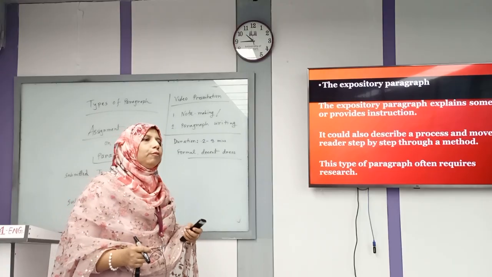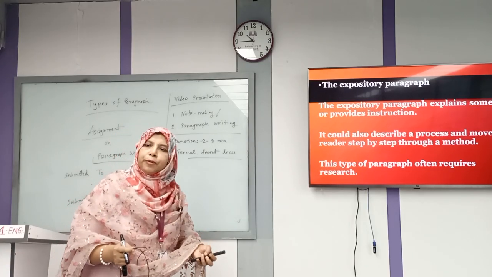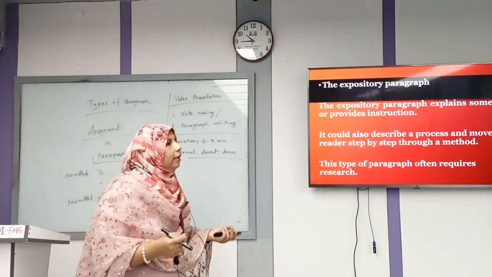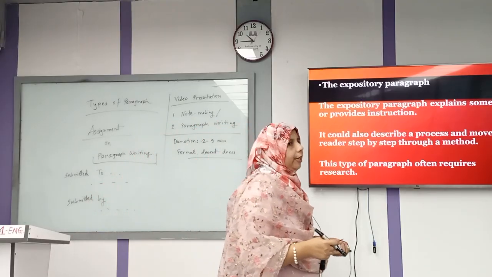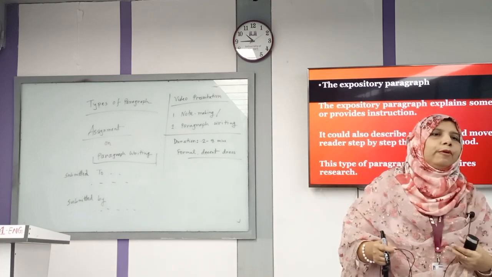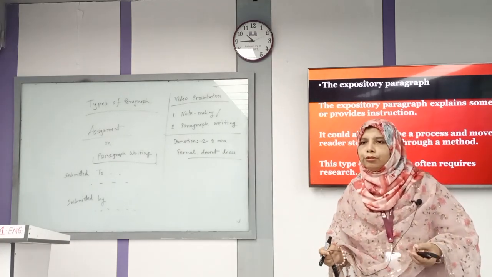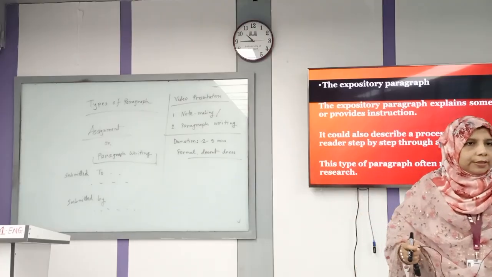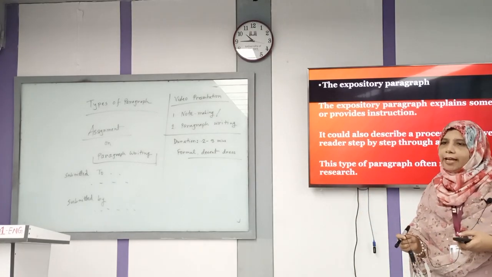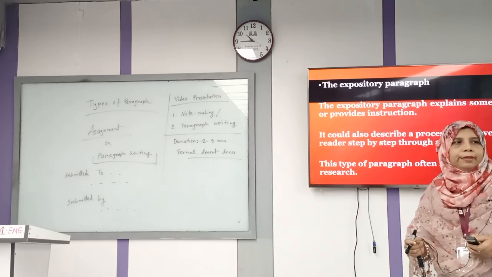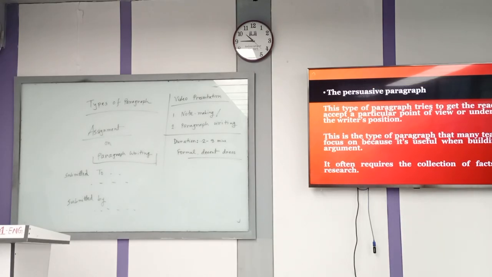And if you are asked to write an expository paragraph on climate change, on agriculture and climate, you have to inform your readers, the examiner or your teacher, the causes and the effects of climate change on agriculture. Next, persuasive paragraph. This type of paragraph tries to get the reader to accept a particular point of view or understand the writer's position.